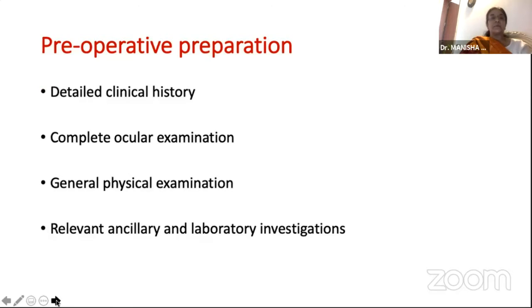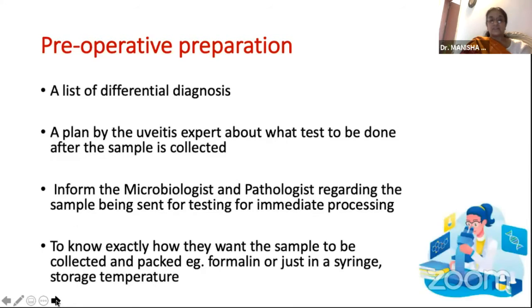As far as the pre-op preparation is concerned, we have to do a detailed clinical history. There are no shortcuts for that. A complete ocular and physical examination in any patient of uveitis, along with relevant ancillary laboratory investigations, are a must. We must also have a list of differential diagnoses rather than doing it blindly. A plan by the uveitis expert about what tests are to be done after the sample has been collected has to be well outlined before you actually plunge into collecting the sample.